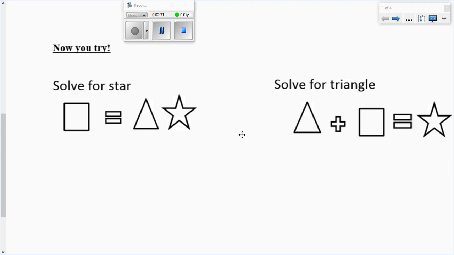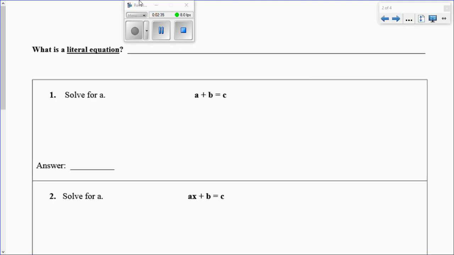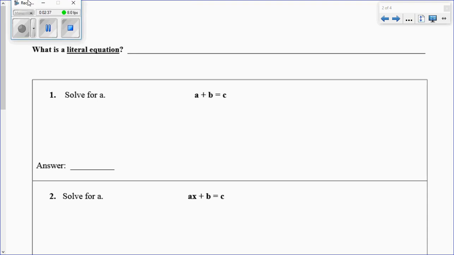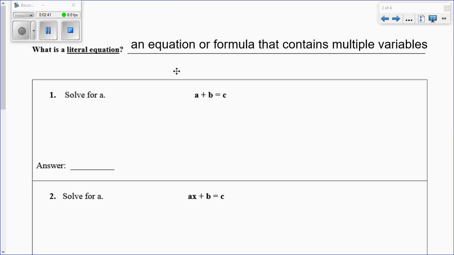All right, we'll go over these next class for sure. Moving on to the actual algebra. What is a literal equation? It's an equation or formula. You're going to see formulas a lot in this as well that contain multiple variables, so it's got lots of letters going on. We will always be asked to solve for one of those letters, so to get one of those letters by itself.